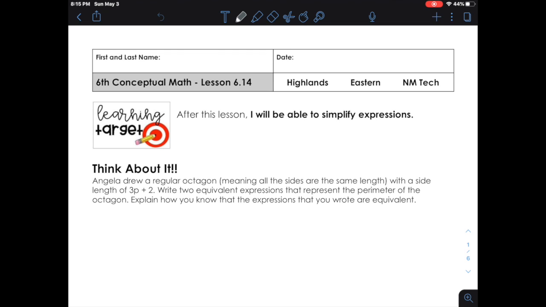Hey guys, I'm here to do lesson 6.14 with you. Your learning target for today's lesson is I will be able to simplify expressions. Let's dig into your think about it.